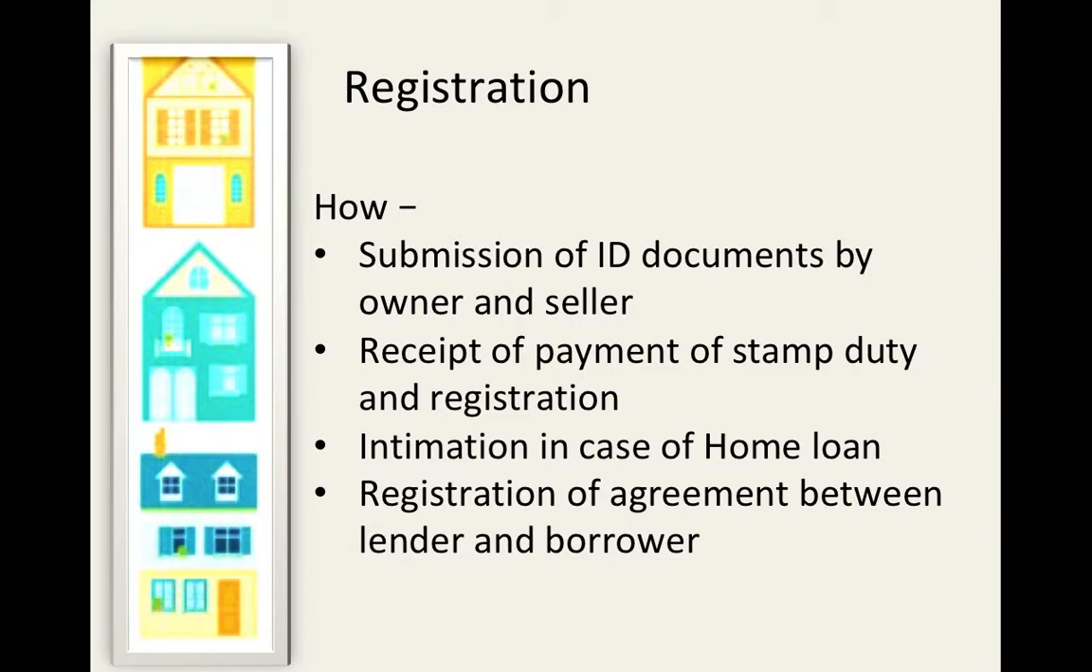The usual time for the registration is about 4 months from the date of execution. Well, I hope that now you know the whole process, and it should be easy for you to go through the registration and the stamp duty for the house that you're planning to buy.